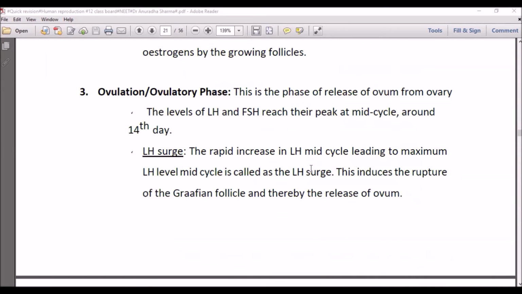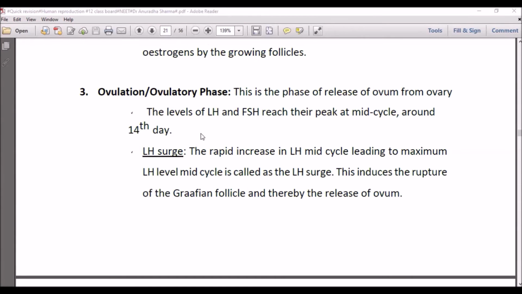Now, the third phase is the ovulatory phase or ovulation phase. This is the phase where the ovum is released from the ovary, and this is the reason for the name ovulatory phase or ovulation. The levels of both the hormones, LH and FSH, are at peak value in the mid-cycle, that is around the 14th day.